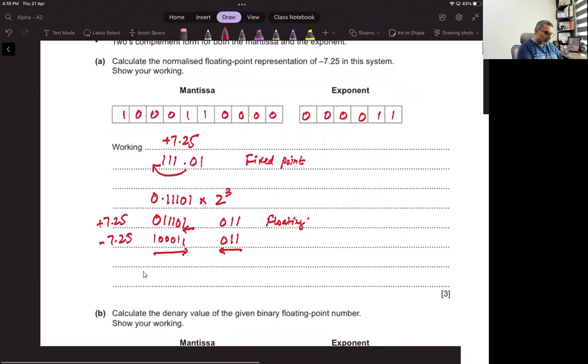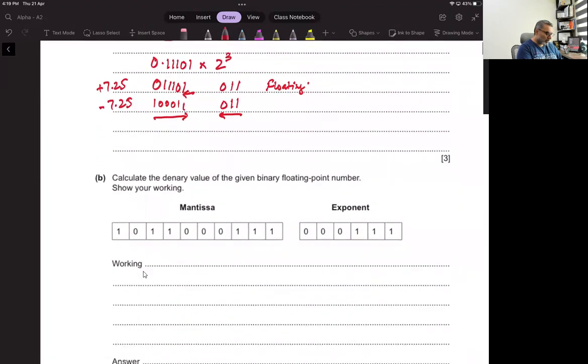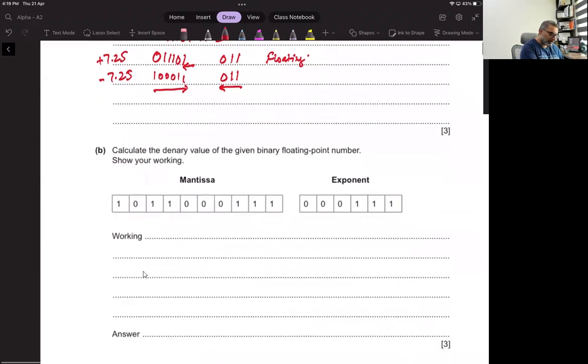Okay, now part B. Calculate the ternary value of the given floating point number, show your working. So this is a negative number. How do we know that this is negative? If we have got 1 in the most significant bit in the mantissa, it means it is a negative number. So the mantissa is 1, 0, 1, 1, 0, 0, 0, 1, 1, 1, and the exponent is 0, 1, 1, 1. So this is a negative number.